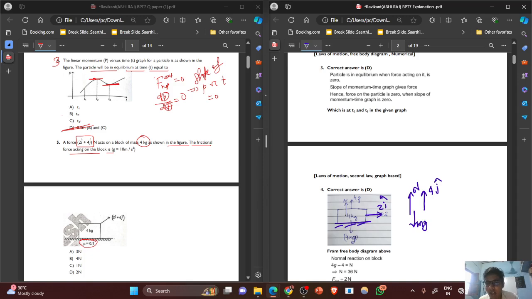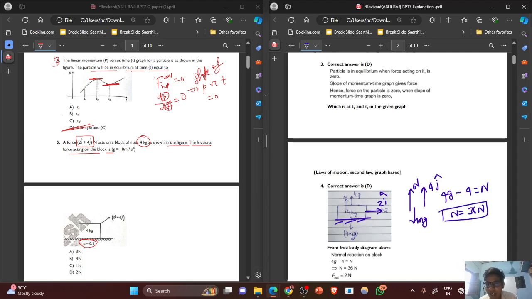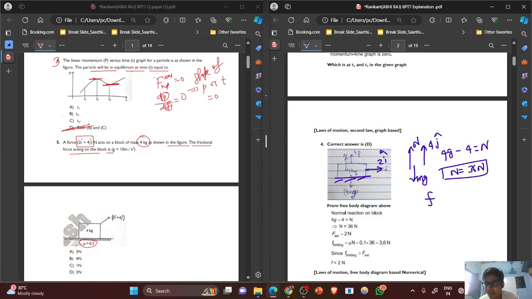So you can write the equilibrium equation in the vertical direction, that is 4g minus 4 is equal to N. From here you can get the value of N, which will come out to be 36 Newton. Once you get the value of N, you can calculate the value of friction. Now the external force along the x direction is 2 Newton. Calculating the limiting friction, which is mu into N, that is 0.1 into 36, will come out to be 3.6 Newton.